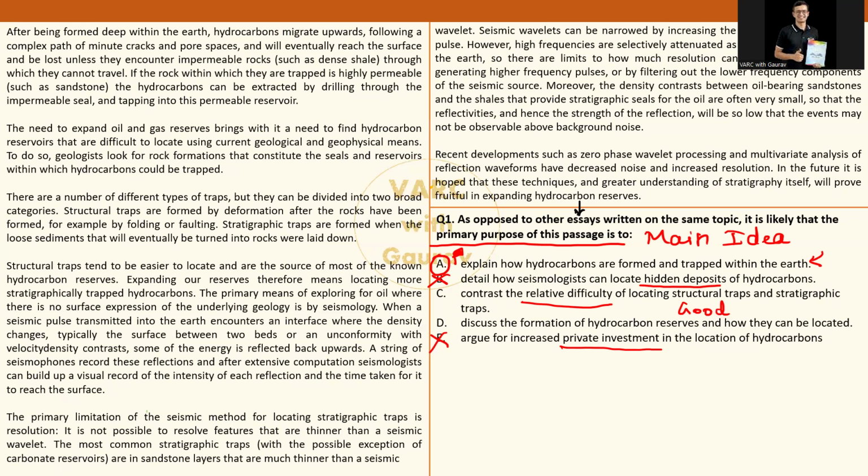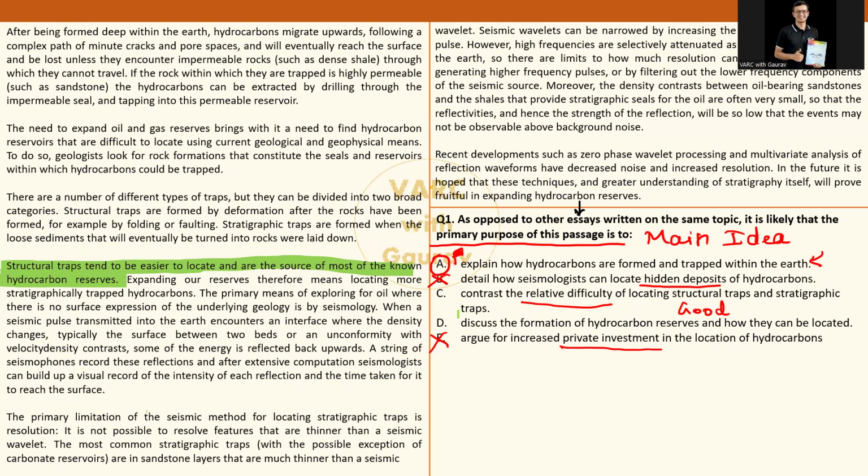स्ट्रैटिग्राफिक ट्रैप्स में, वी वांट टू गो देयर, वी वांट टू एक्सट्रैक्ट द ऑयल फ्रॉम देयर, नॉट हैपनिंग इजीली। Whereas on the other hand, structural traps, as we had highlighted over here, they tend to be easier to locate and are the source of most of the known hydrocarbon reserves. So from this, we can easily infer that yes, structural ones are easier and relatively more difficult is stratigraphic. So far, so good.